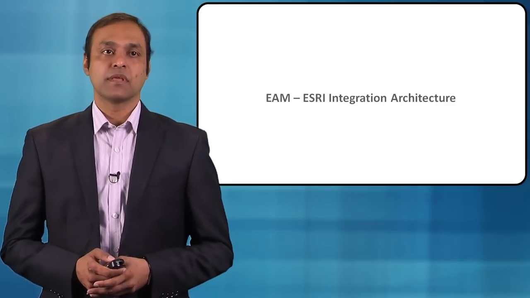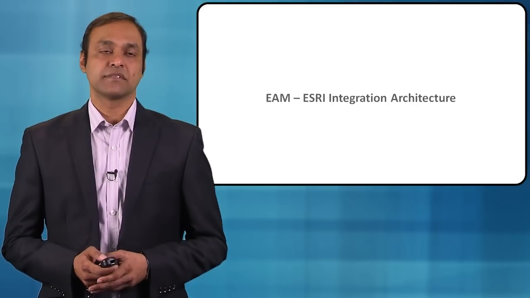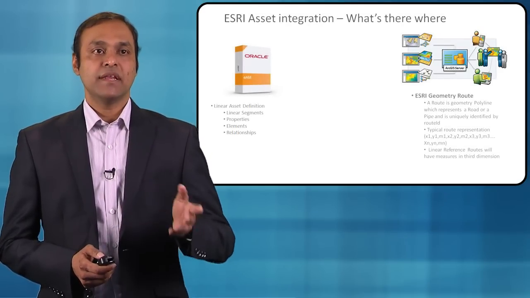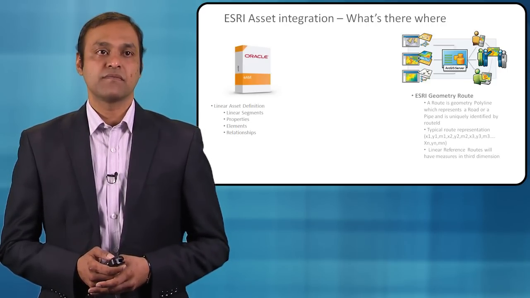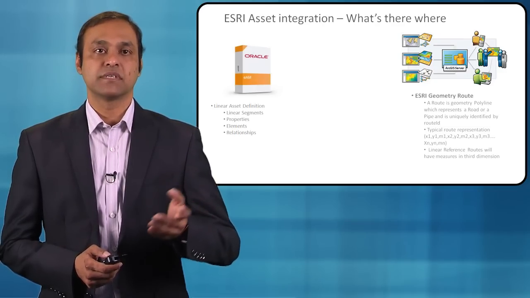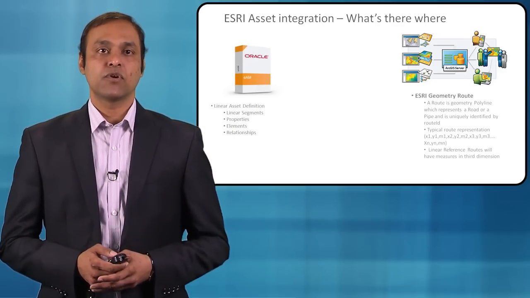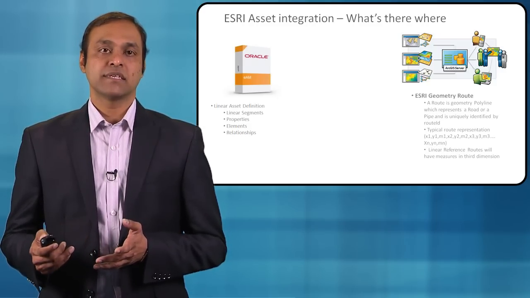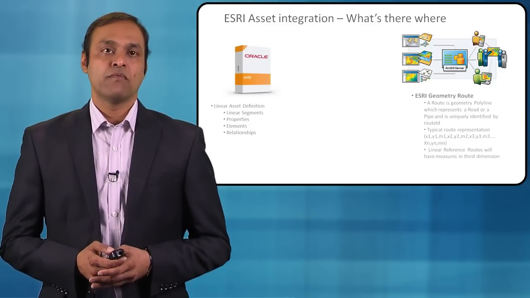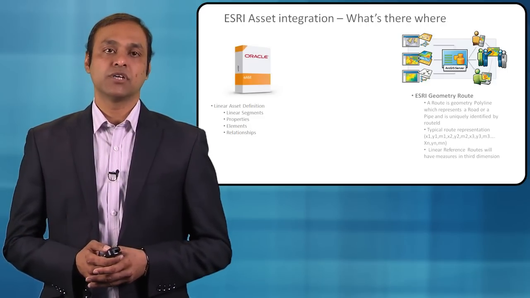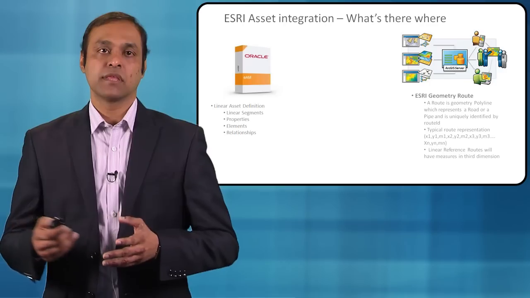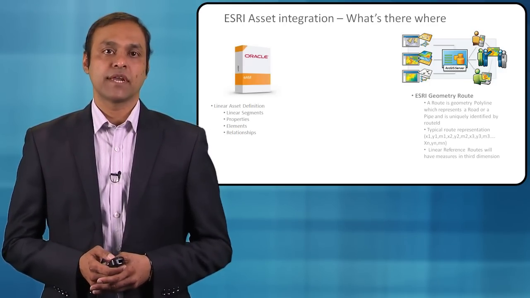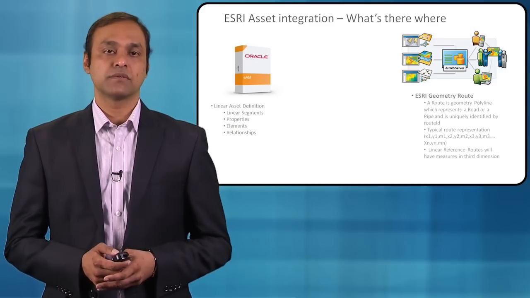Now let me spend some time on the EAM ESRI integration architecture. What's there where? We have linear assets defined in the EAM system, with segments, properties, elements, and relationships. The ESRI system would already have a geometry route. The route in ESRI terminology is nothing but a polyline, which shows a linear geometry, a pipe or a road, stored in the ESRI GIS system. It's typically the same representation with x1, y1, x2, y2 with measures also.